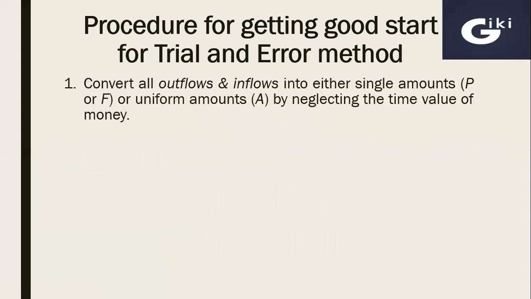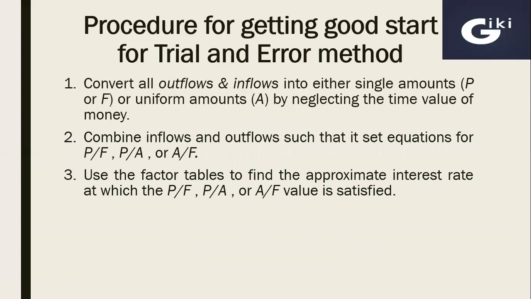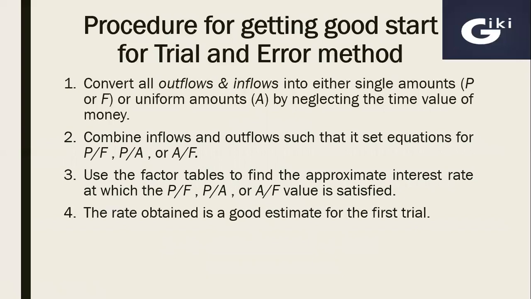Now, the procedure for getting a good start for the trial and error method. First of all, we have to convert all outflows and inflows into their single amounts, present worth or future amounts or uniform amounts, by neglecting the time value of money. Then we combine inflows and outflows such that it sets an equation for P over F, P over A or A over F. Then we use the factor tables to find the approximate interest rate at which the P over F, P over A or A over F value is satisfied. Then the rate obtained is a good estimate for the first trial.